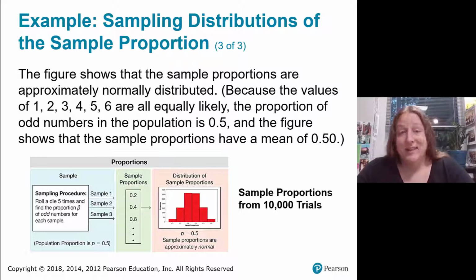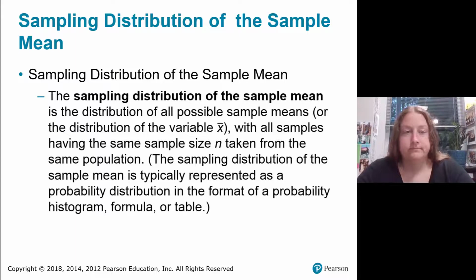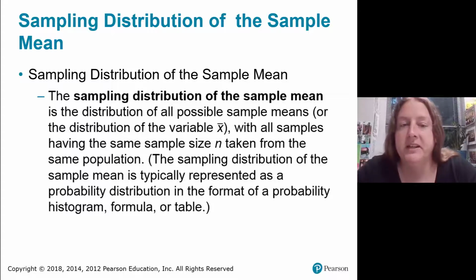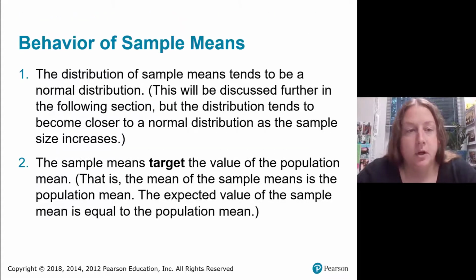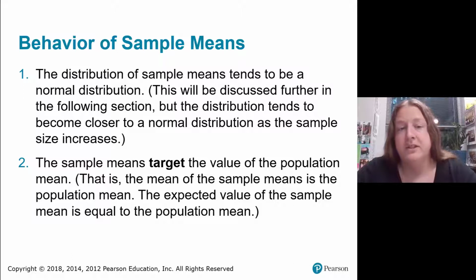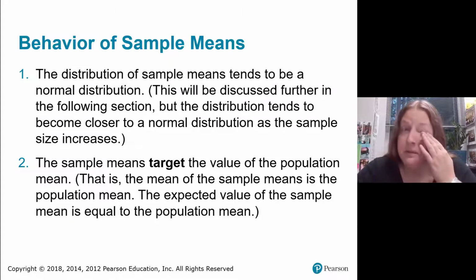All right, and that's exactly what we've got here. So now let's talk about the sample mean. It's the same thing, except we replace the word proportion with the sample mean. So again, sample means tend to be normally distributed, and the sample means target the population mean.